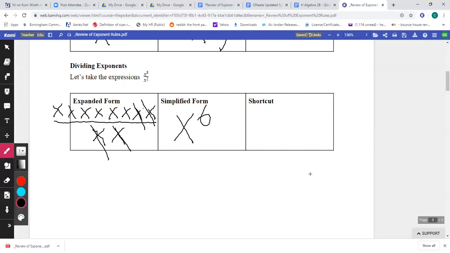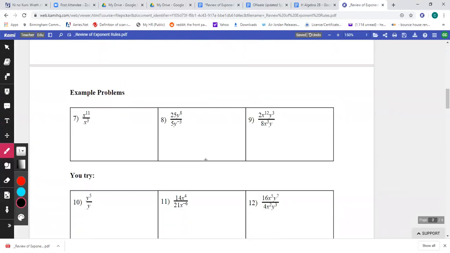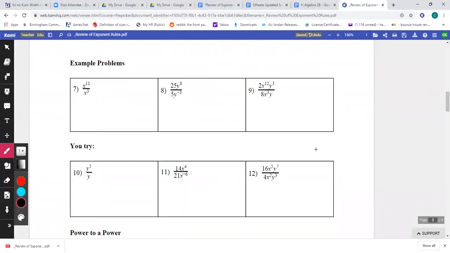So the shortcut when you're dividing exponents is just to subtract the exponents. It's x to the 8 minus 2, and so that's why this is going to be x to the 6th. Okay. Now, let's do some example problems. Number 7, this is really just x to the 11 minus 3. And so this is x to the 8th.